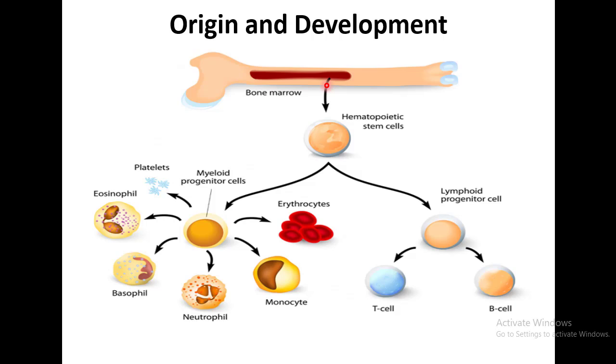If you talk about their origin and development, they are derived from the bone marrow. The bone marrow gives rise to the hematopoietic stem cells. The hematopoietic stem cell gives rise to the myeloid progenitor cells, and from these myeloid progenitor cells all of the granulocytes are derived, including the eosinophils, the basophils, and the neutrophils. Their lifespan is very short, about 8 to 18 hours in the blood.